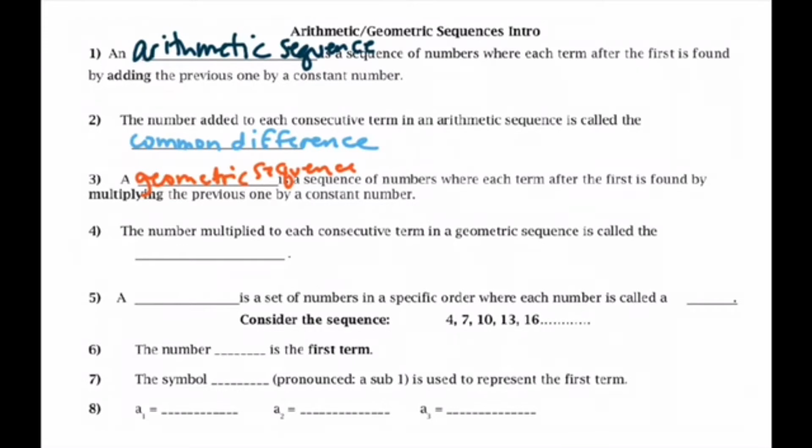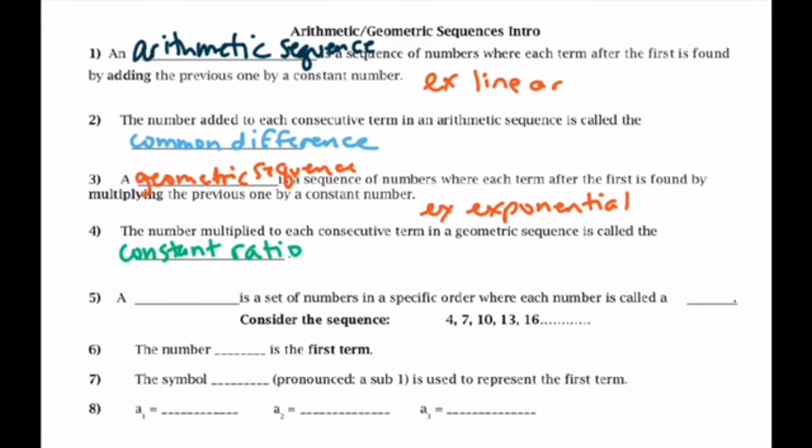What does that sound like that we've done? Exponential, yes. So let's put that, since you guys said that. This is an example of a linear, and this example would be a geometric, or no, exponential, sorry. Exponential. So an exponential is an example because you're having this number that you're multiplying by every time, okay? The number that you multiply by in a geometric sequence is called the constant ratio. Constant ratio.